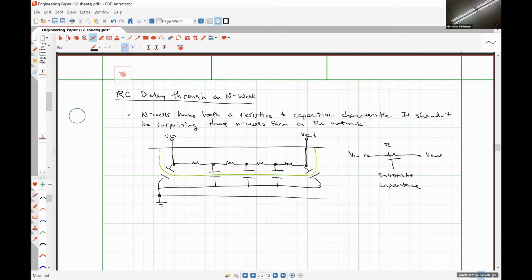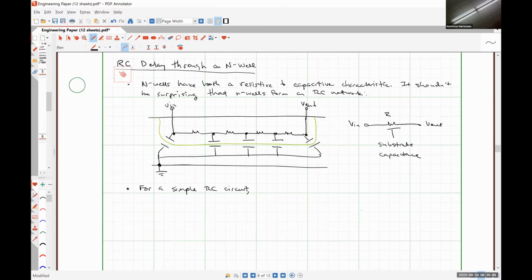So for a simple RC circuit, and this is going way back to Circuits 1 material, when we have something like this, we apply a step function to it, which is like flipping a switch.